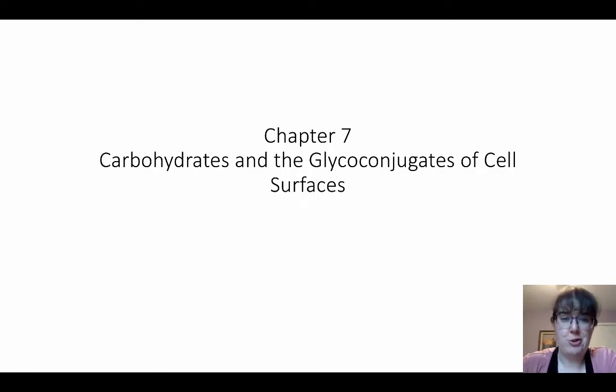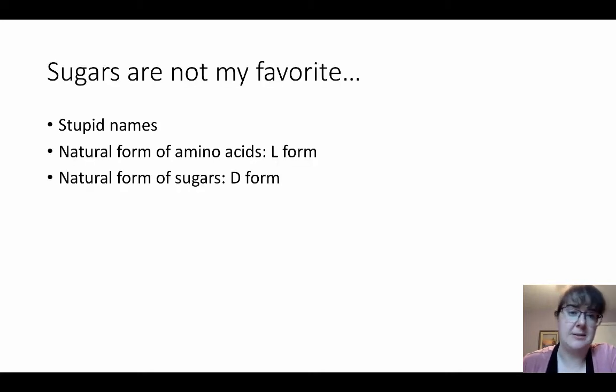Today we're talking about sugars, so specifically carbohydrates, and we'll also talk about some other things that can happen on the cell surface and ways these can also attach to proteins.